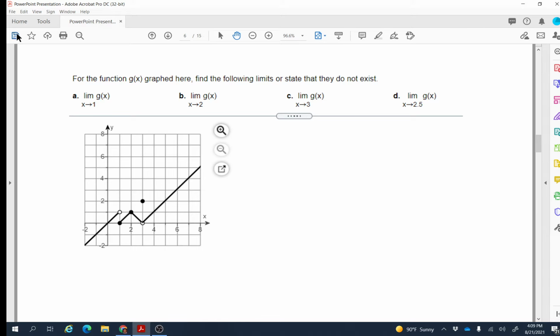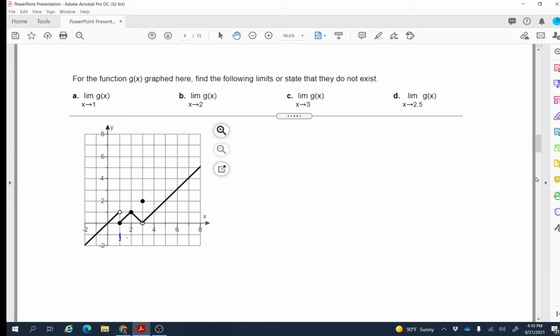Let's look at one example here. You are given a graph of a function g of x, and we need to find this information. This is the graph. What is the limit of the function g of x when x approaches 1? Look here, the 1 value on the x coordinate system. This is 1.